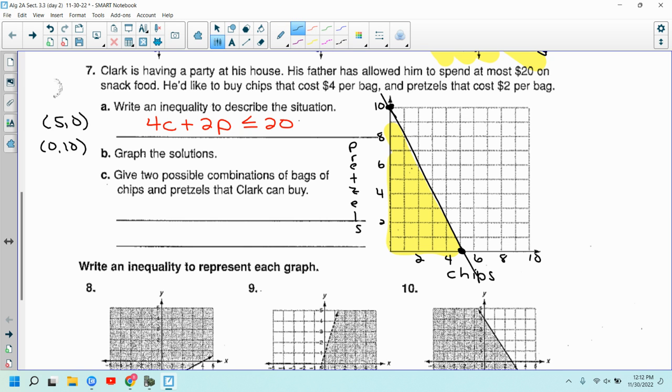So if you did 4-1, which would be right here, it'll be 4 chips and 1 bag of pretzels. All right, so he's good there with 4-1. Riley, what would be another one? Another combination. 2 and 2. 2 chips and 2 pretzels. Okay, I agree. 2 chips and 2 pretzels.